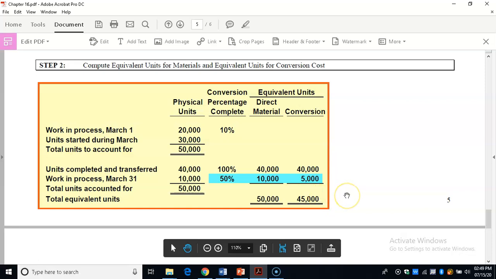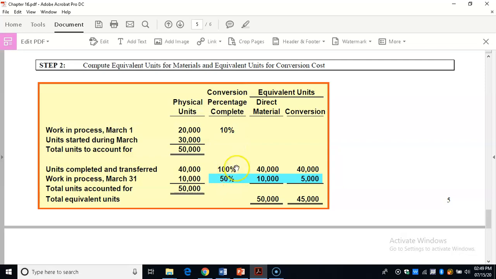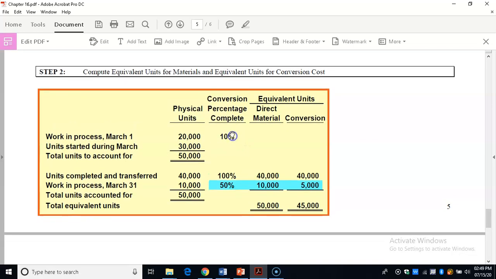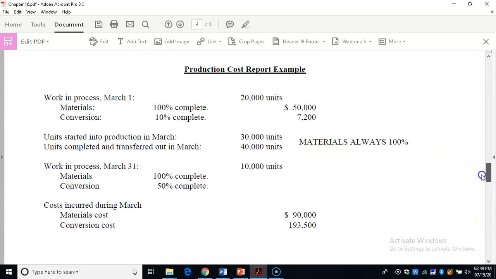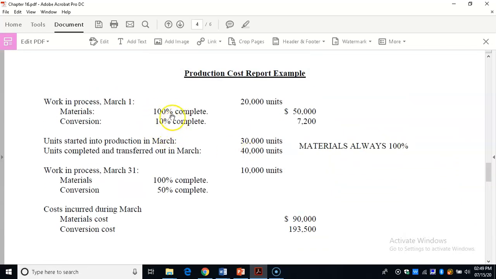Okay, so I want to point out something. These percentages are already given to you, right? So for example, we have 20,000 physical units at the beginning of March. What percent of the conversion cost were in there? See, it says conversion percentage. What percentage of the conversion costs were in there? It says in the problem 10%, right? 10%.